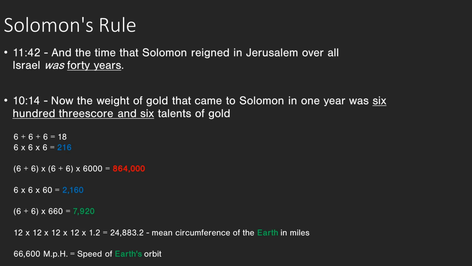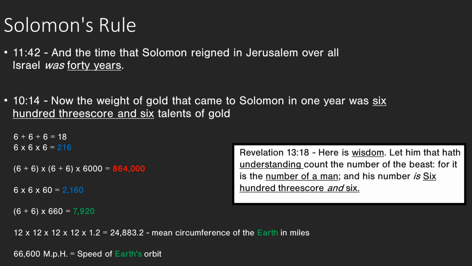Also, the speed of Earth's orbit is 66,600 miles per hour. In Revelation chapter 13, verse 18, here is wisdom. Let him that hath understanding count the number of the beast, for it is the number of a man, and his number is 666. What are you talking about? The number of the beast is also the number of a man. And where do we see 666 in the Bible?